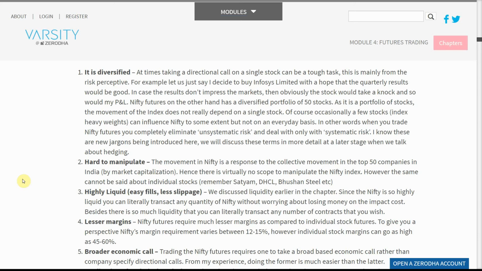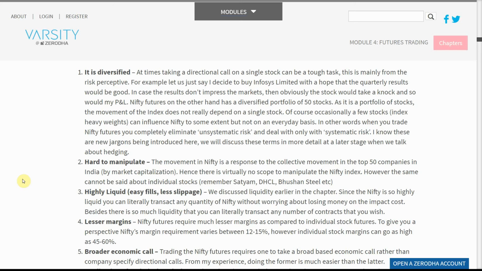Hard to manipulate. The movement in Nifty is a response to the collective movement in the top 50 companies in India by market capitalization. Hence, there is virtually no scope to manipulate the Nifty index. However, the same cannot be said about individual stocks. Remember Satam, DHCL, Bhushan Steel, etc.